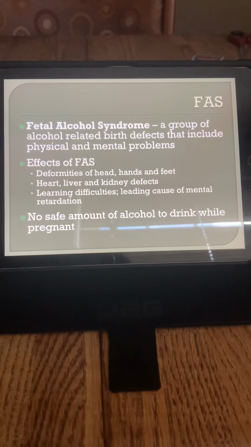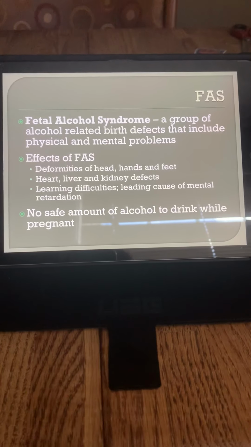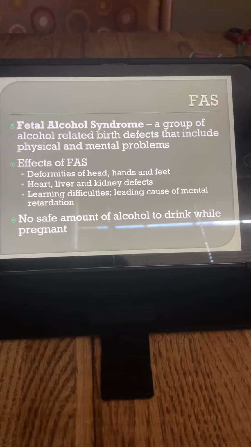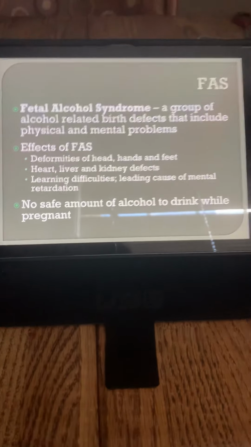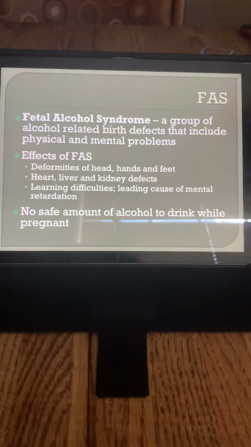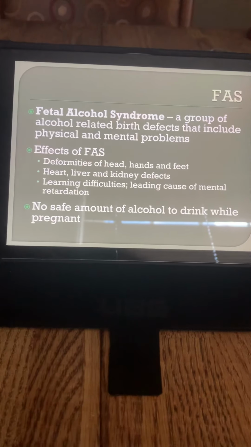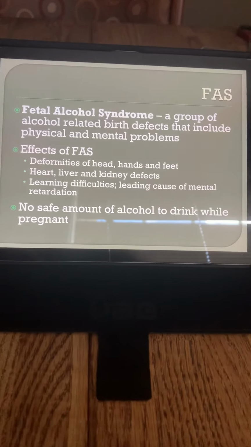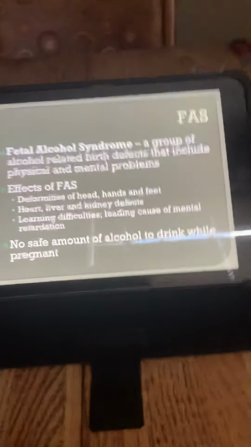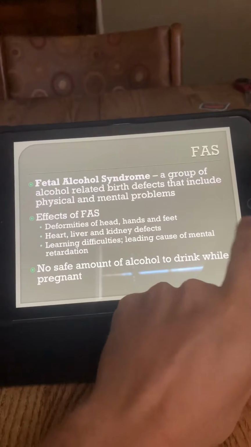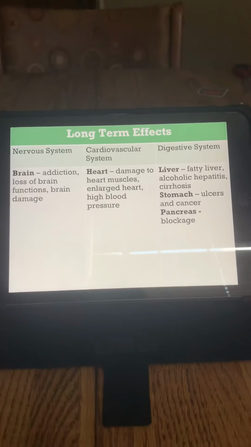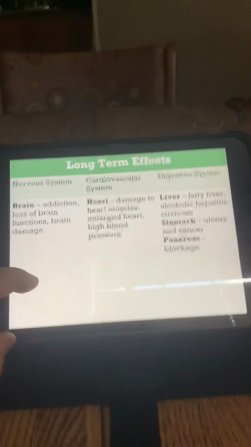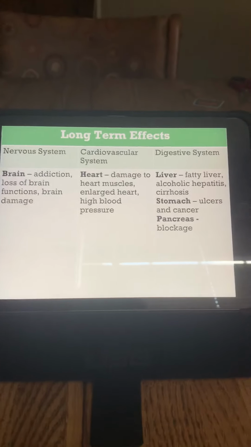FAS, or fetal alcohol syndrome, is a group of alcohol-related birth defects that include physical and mental problems. Here are some effects. If you are pregnant, it is not safe to drink any alcohol while pregnant. It can hurt the baby. Here are some long-term effects of fetal alcohol syndrome.